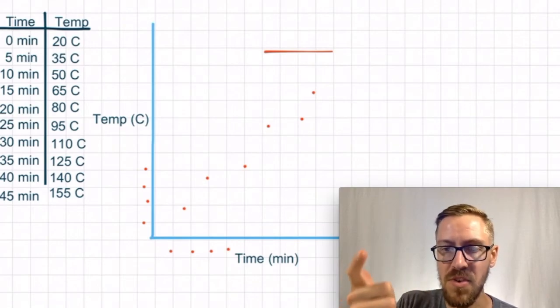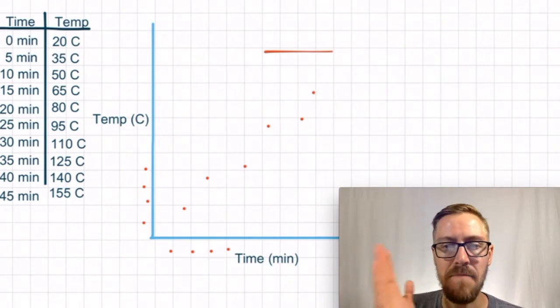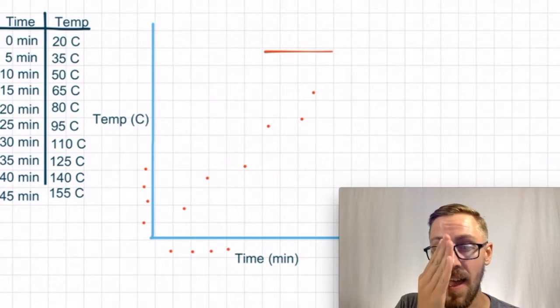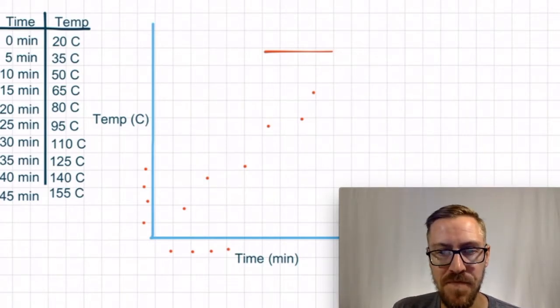Either go 1, 2, 3, 4, so every box is 1, or you can go 5, 10, 15, 20, or 2, 4, 6, 8. The pattern needs to be clear. Then plot your points, which I have plotted there.